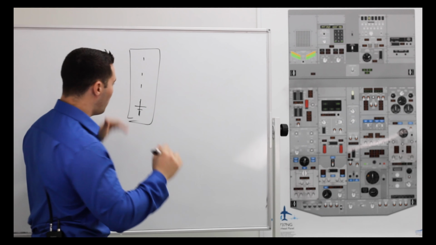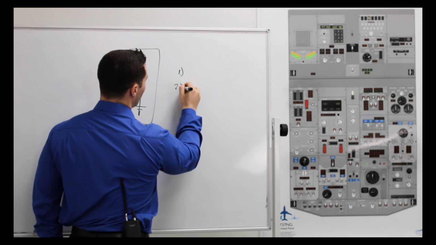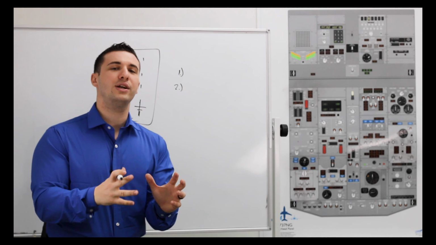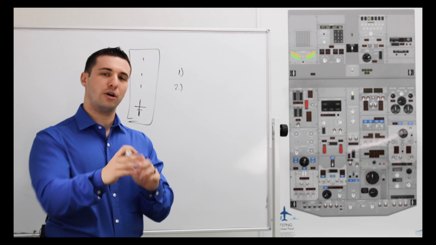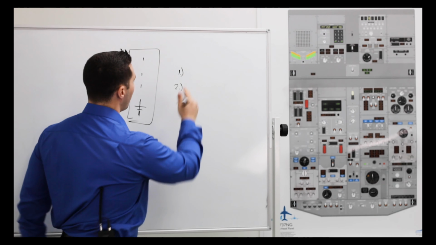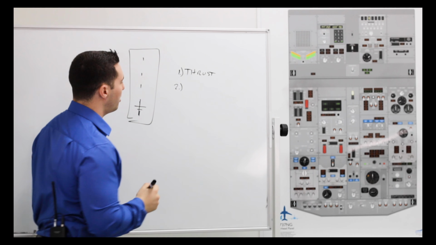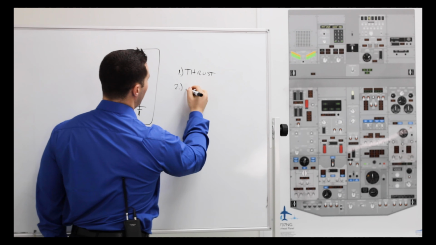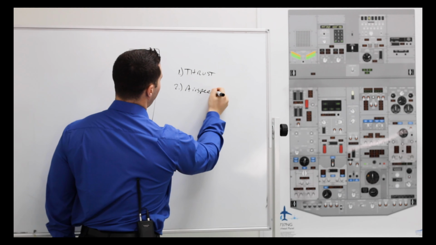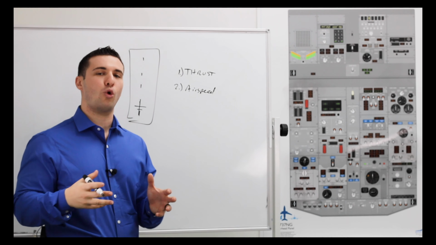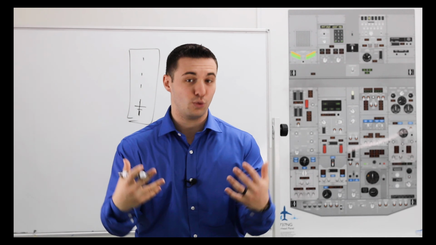Now, let me make one or maybe two things known to you here. There are two factors that are going to affect the needed rudder pressure for any given phase of flight. The first one happens to be thrust. So thrust output will affect the needed rudder pressure. The second thing happens to be airspeed. And specifically, we're talking indicated airspeed that's felt over the vertical stabilizer and rudder.